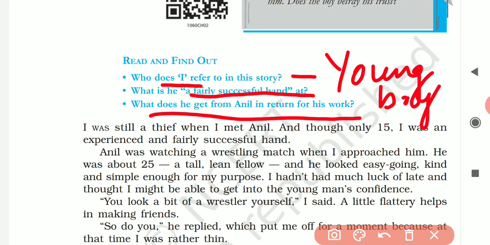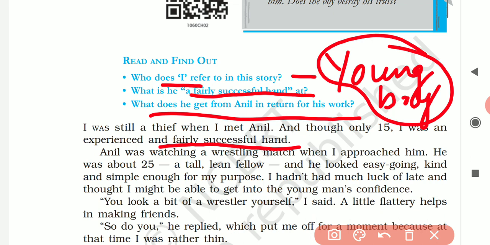"I was still a thief when I met Anil, and though only 15, I was an experienced hand, fairly successful hand." Here comes the phrase: an experienced and fairly successful hand. What does that mean? To know the meaning of this phrase, you must read it along with the first two sentences. I was still a thief. Thief means chor. Who was still a thief? It is the young boy. So this young boy was a thief when he met Anil, and though only 15, he was only 15 years old at that time.